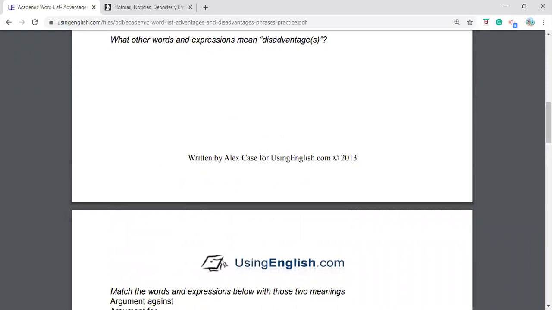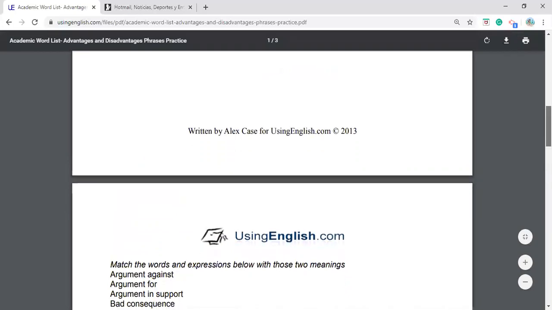An argument against COVID is that many people cannot go to work and the economy is going down drastically, okay? So that is an argument against the confinement due to COVID, right? So that is an argument against.